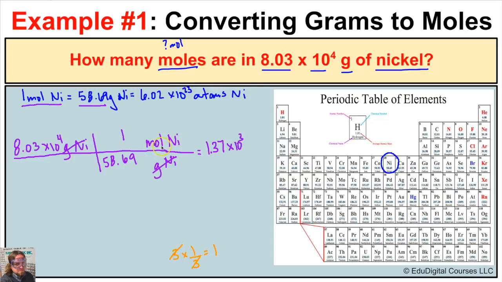What unit is left over? Well, we have moles of nickel. So if we have 8.03 times 10 to the fourth grams of nickel, that is going to equal 1.37 times 10 to the third moles of nickel. Let's take a look at another example.